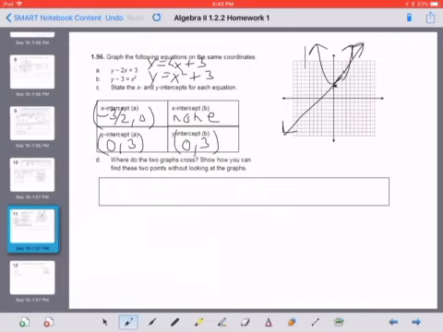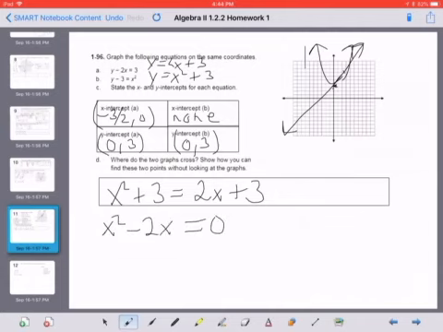So where do the two cross? They actually cross at 2 separate points. So I chose to do it algebraically. So I said x squared plus 3 is equal to 2x plus 3. So then I moved everything over, so I got x squared minus 2x equals 0 because the 3's canceled out. So I factored out an x. So I knew that the x values were going to be 0 and 2.